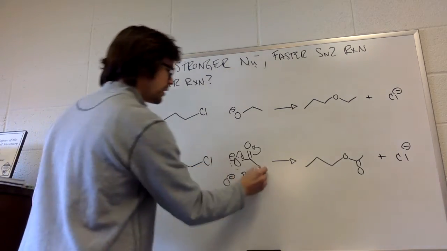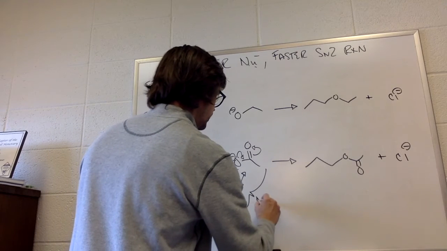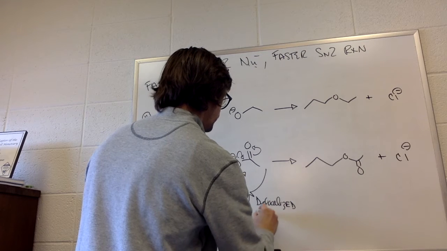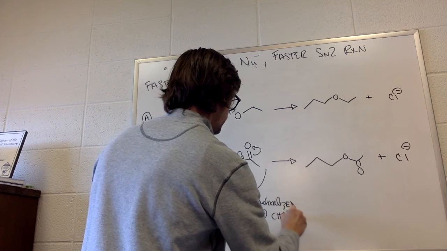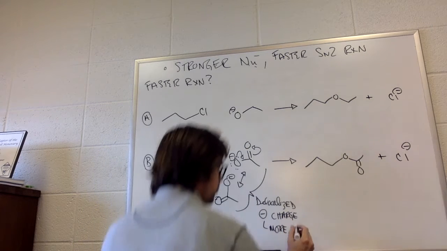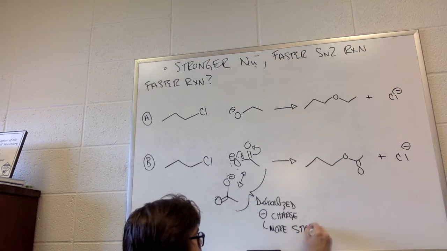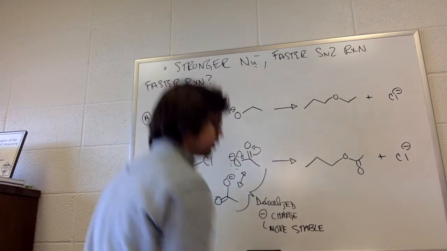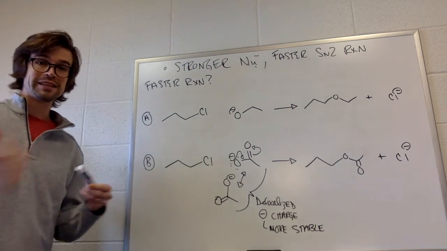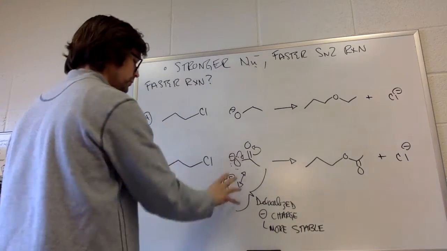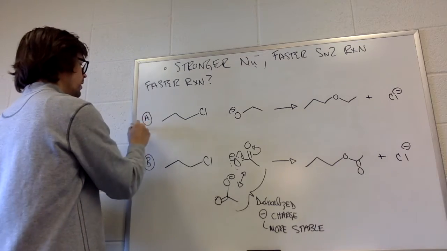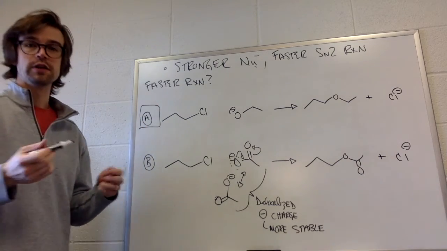So this is a delocalized negative charge. That makes it more stable. So if it's more stable, what does that mean about its nucleophilic strength? It means it's less nucleophilic. So this one's more spread out, less nucleophilic. This is the stronger nucleophile, so that would be A, the faster reaction.